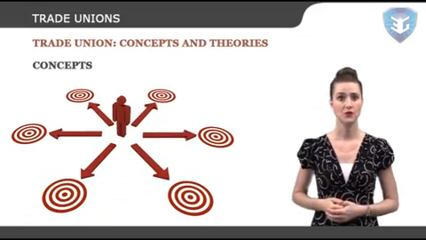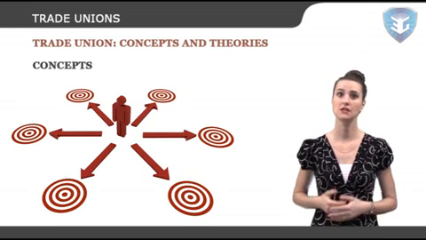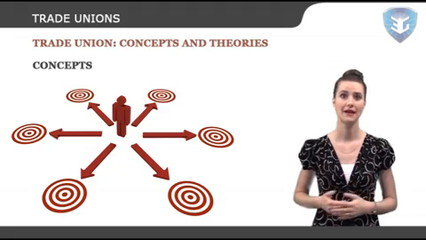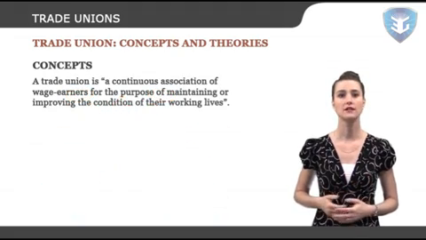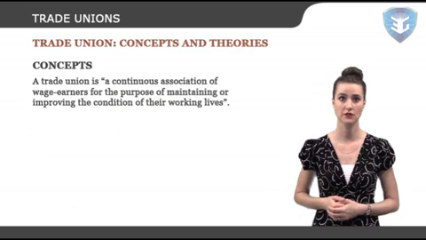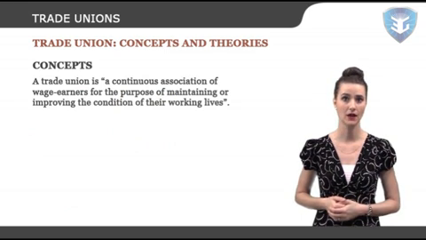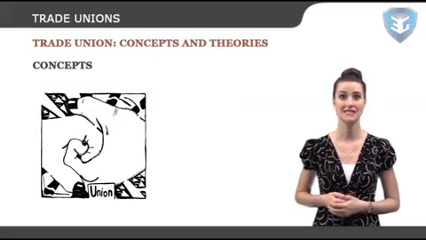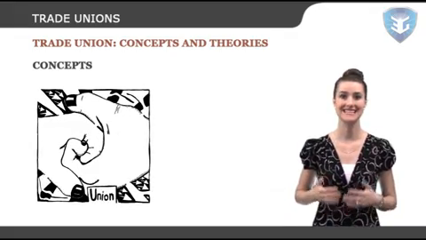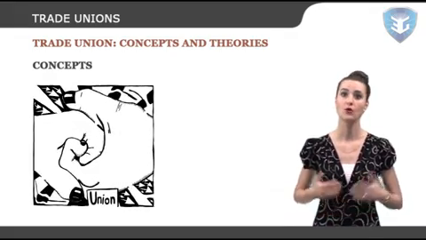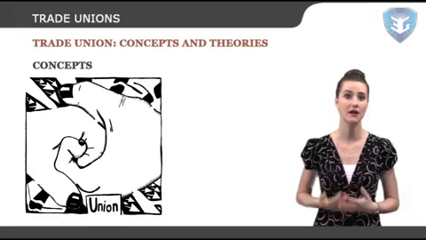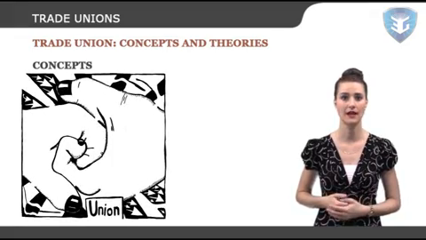Concepts. The term trade union has been defined in various ways because of wide differences in the use of this term in different countries. Of all the definitions of a trade union, the classic definition of the Webbs has been most popular. According to them, a trade union is a continuous association of wage earners for the purpose of maintaining or improving the conditions of their working lives. In modern times, a trade union, with some modification, may be redefined as a continuous association of wage earners or salaried employees for maintaining the conditions of their working lives and ensuring them a better and healthier status in industry as well as in society.